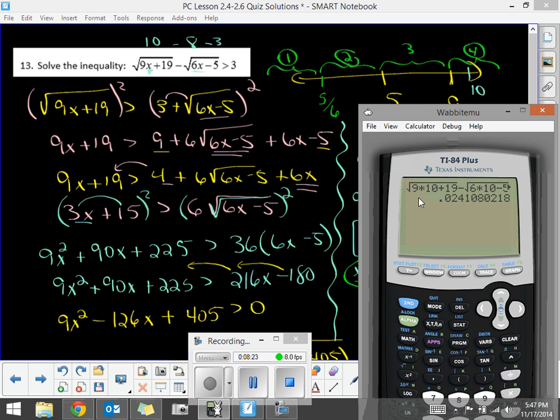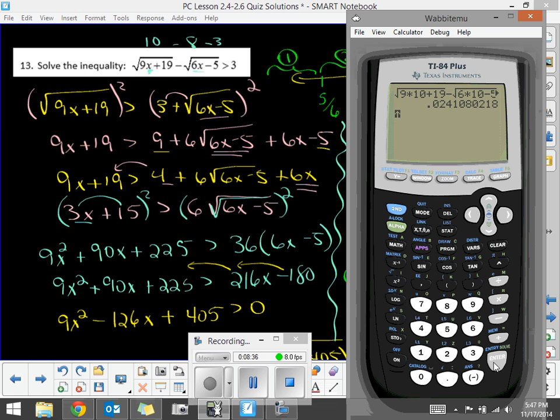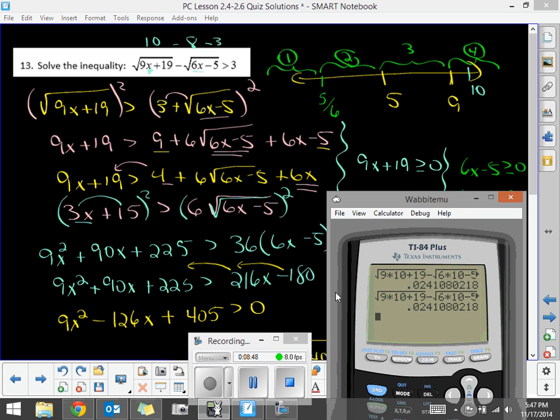But if I plug all those in, what I ended up with is 9 times 10 plus 19 minus the square root of 6 times 10 minus 5. And then I actually went, I'll show you the whole thing, and I said minus 3. I wanted to put minus 3 so I could tell if it's greater than or equal to 0. And like you saw, it was 0.02. So it is greater than 0. So on this side of that number line, in our fourth region or interval, it's positive.